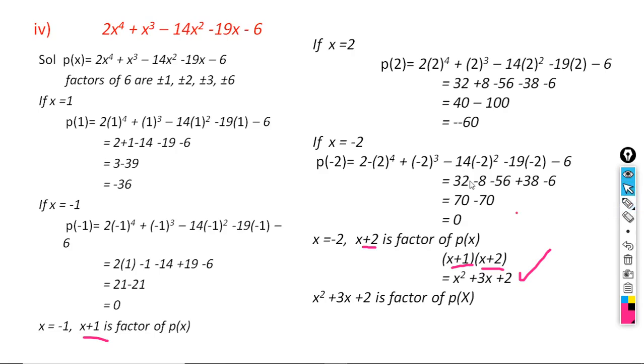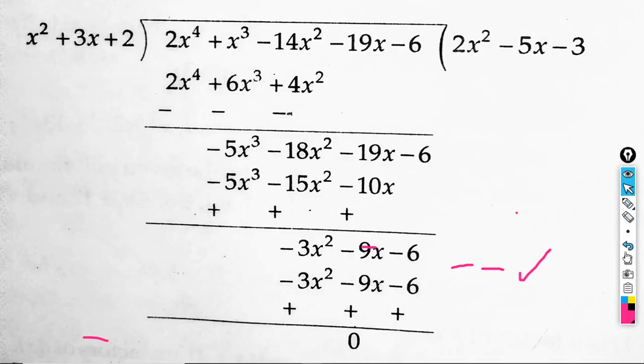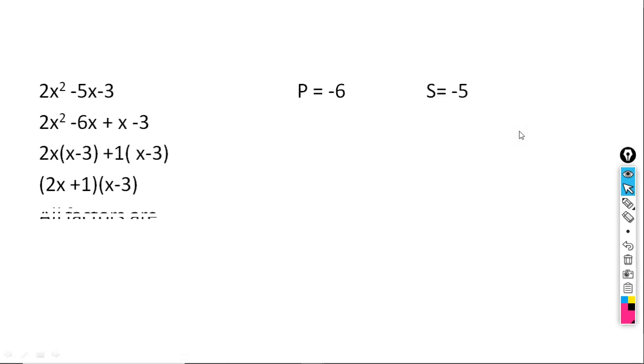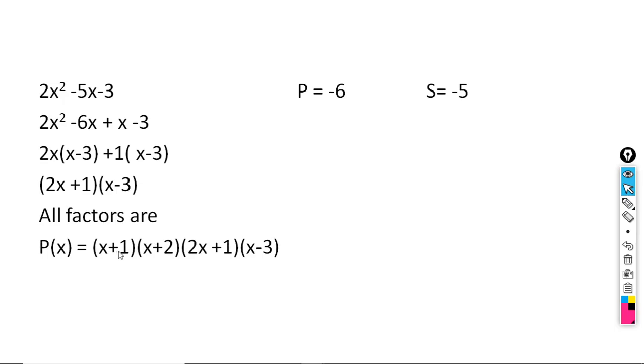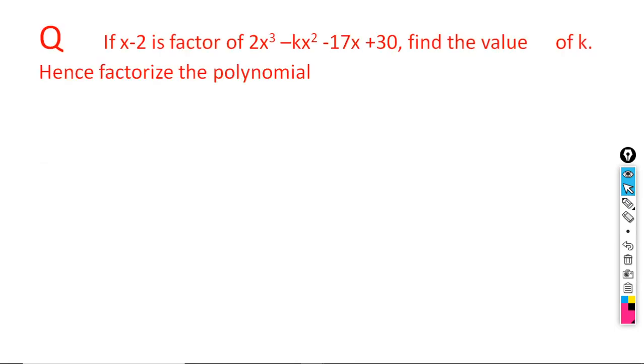So let us divide this polynomial. After performing division, you get 2x square minus 5x minus 3. And you have to factorize this by middle term splitting. By performing that, 2x plus 1 and x minus 3 are the two factors, and the other factors are x plus 1 and x plus 2. So all factors are x plus 1, x plus 2, 2x plus 1 and x minus 3. This is the way a biquadratic polynomial can be factorized.